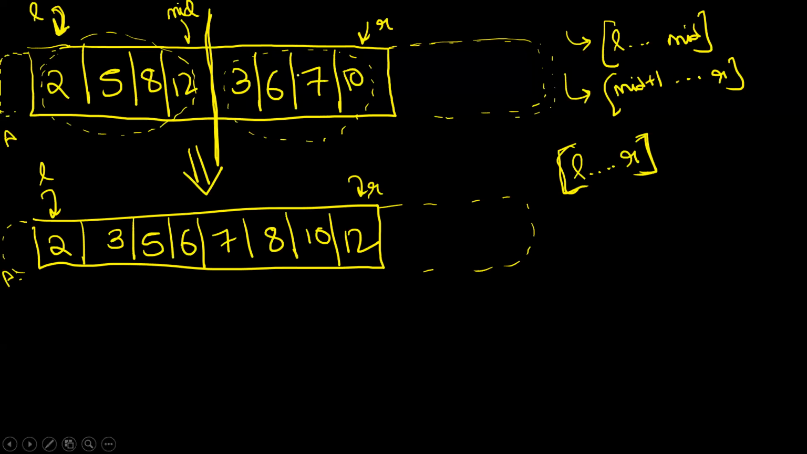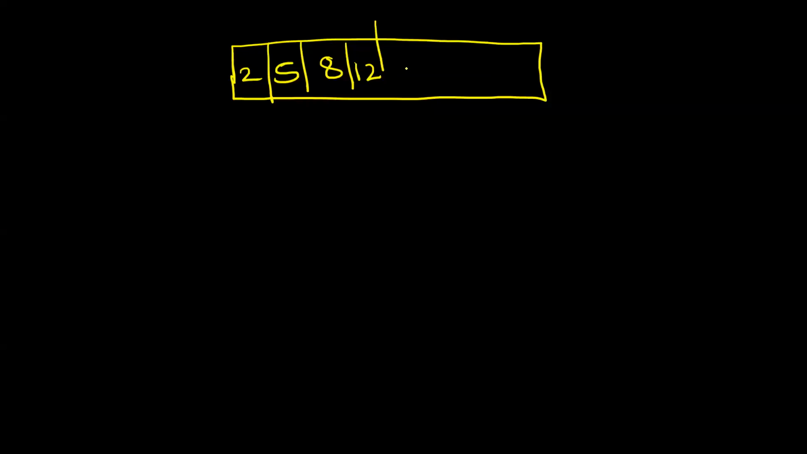This is our original array. I am writing the elements once again: 2, 5, 8, 12, 3, 6, 7, 10. Okay. Now let's say this is index L. This is index number mid. And this is index number R.